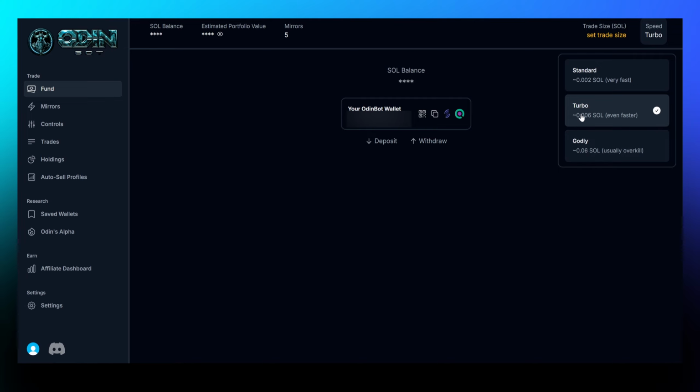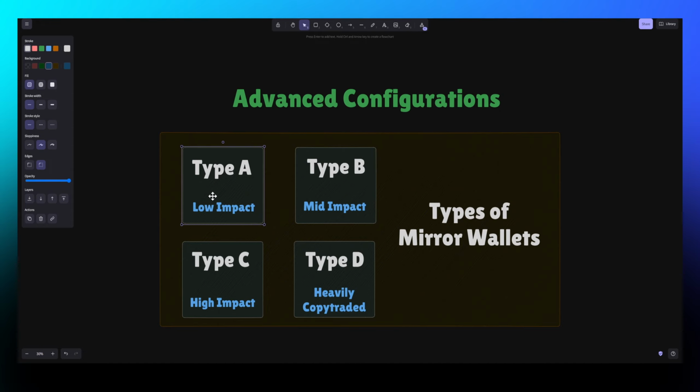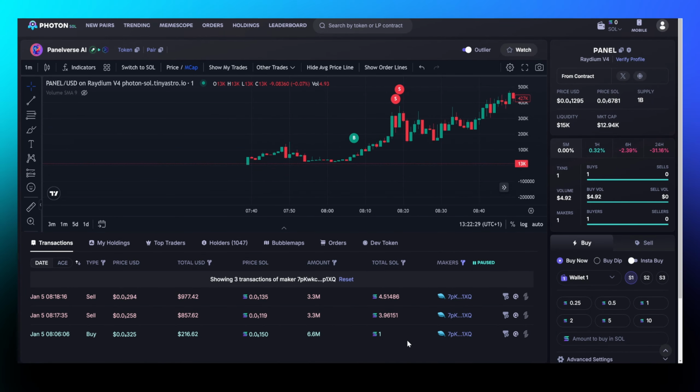So you might be wondering, okay, when should I set each one of them? To explain that, we're going to have a look at the different types of wallets that we can find out there. First one is going to be type A, which causes a low price impact. For example, let's have a look at this wallet. He bought only one Solana at around a $50,000 market cap.